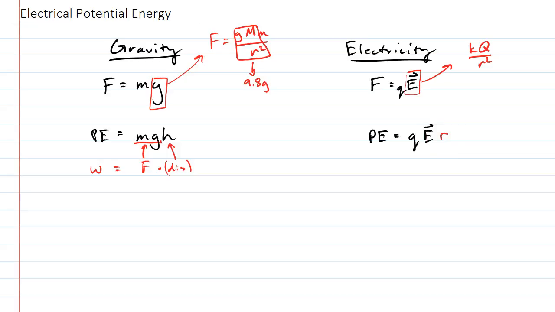And so if I bring this back in here and we replace it, we get q times kQ all over r squared times the distance r away from whatever is generating the electrical force. And now this right here was the force, the electrical force, but we're multiplying by r, so the potential energy is actually going to be q times k big Q all over just plain r. Whoops, not r squared, just plain r.